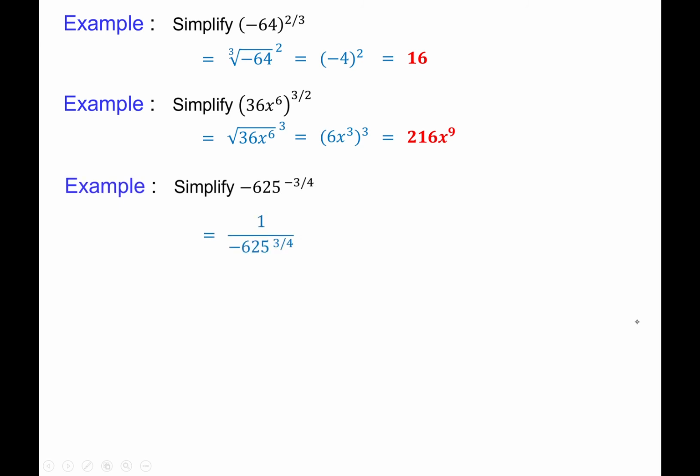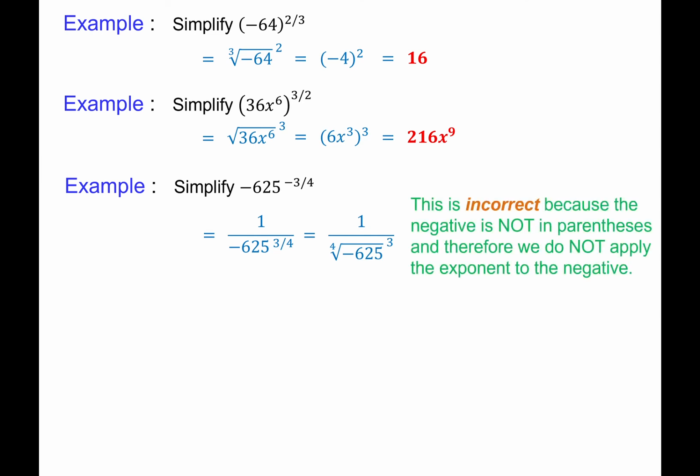Okay, simplify the next one. This is 1 over, we have the fraction here because that's a negative 3/4. Okay, there's one issue though. We have the fourth root of a negative number. Obviously, that is not good, and we cannot do this.